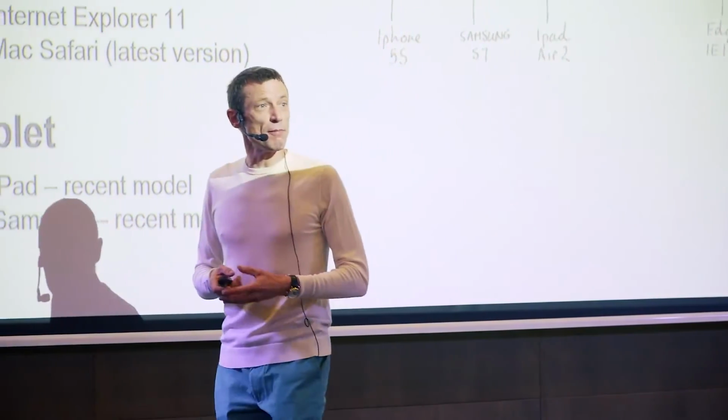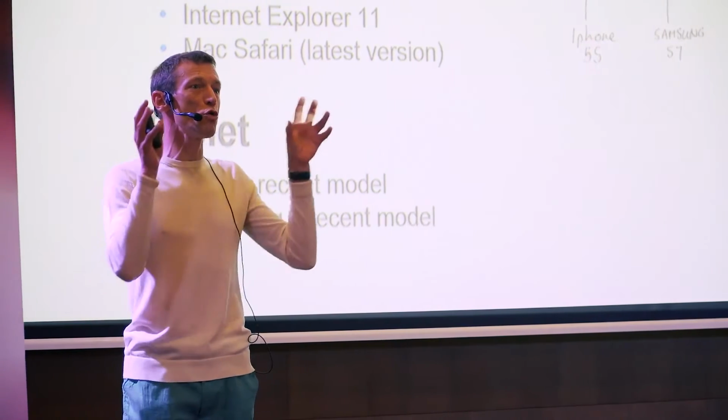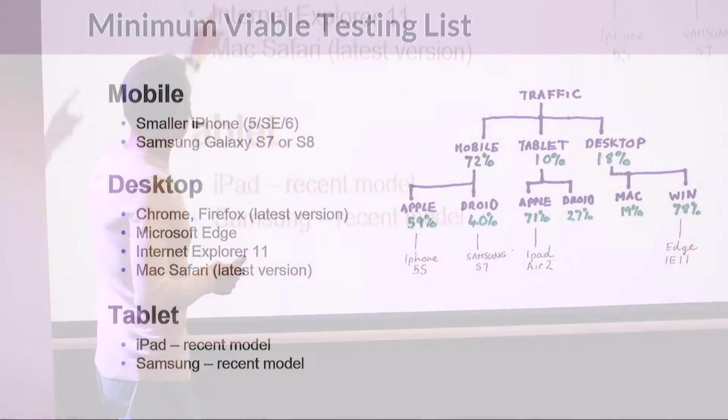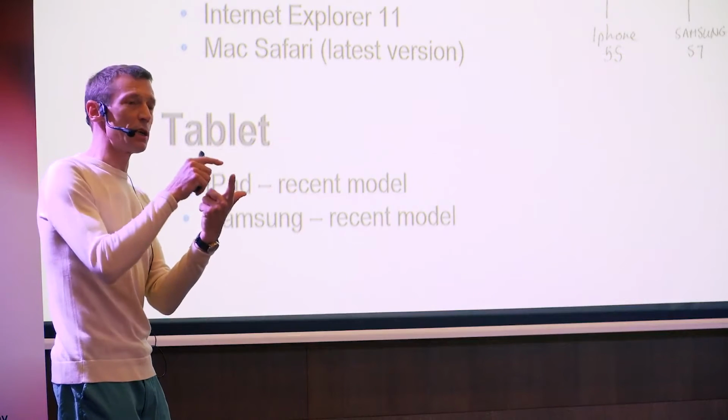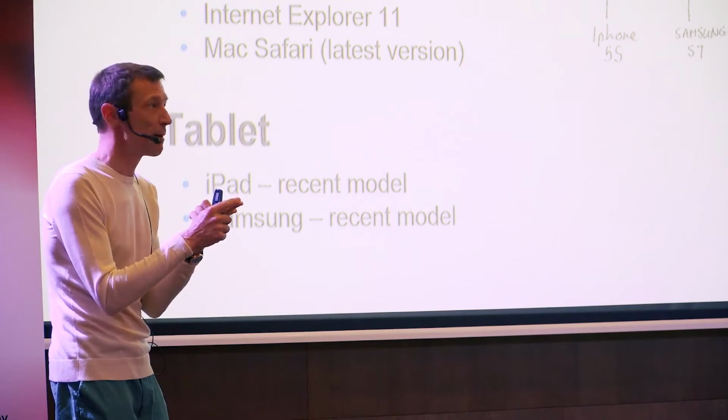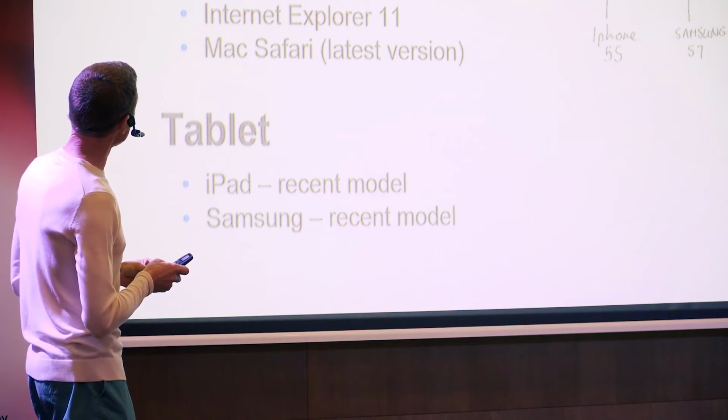And this is your minimum viable testing list. When you go to test your website, do all of these as a minimum. You may have others to do, but if you do not do this minimum when testing A/B tests, testing new code that goes on the website, then you will make really bad mistakes.